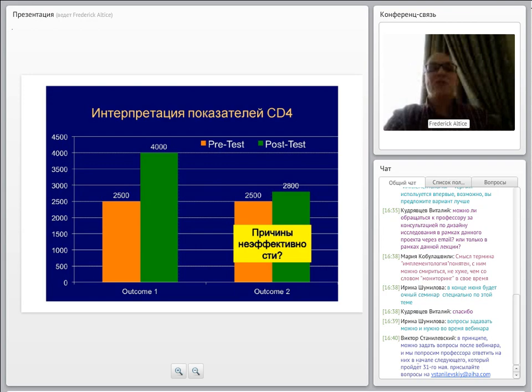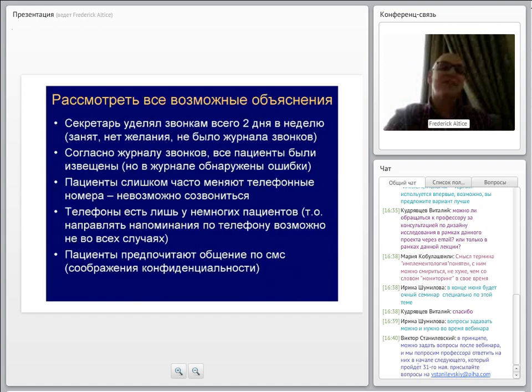So let me give you an example. You begin to review all the possible explanations for why the operations worked in one clinic but didn't work in the other. You may find that the receptionist was really busy and they only called 2 days per week, or the receptionist didn't like talking to patients, but they're willing to fill out paperwork, or they didn't get the information from the scheduler 2 or 3 days in advance in order to make that phone call. So there was a process or an operation which didn't happen correctly.